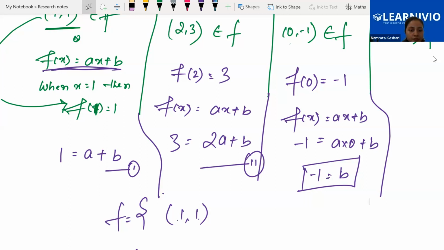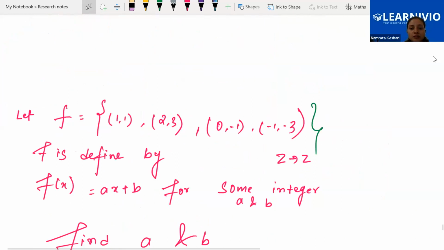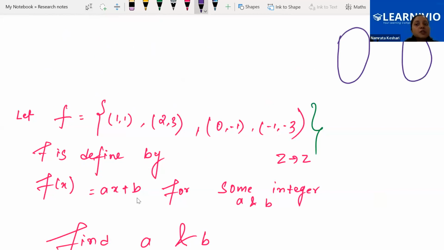Two. Is 2. Yeah. B is -1, A is 2, and we are done. Okay. This is the function given over here. Basically, when we are talking about a function, there is an input, there is an output. There must be a relation.